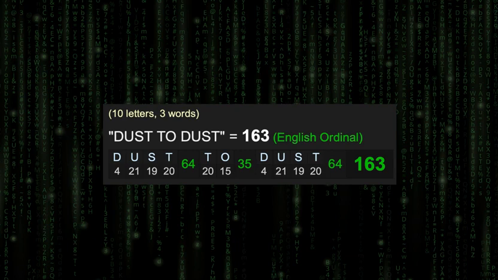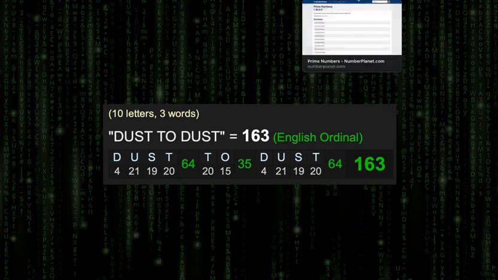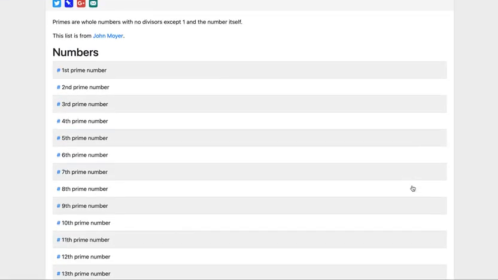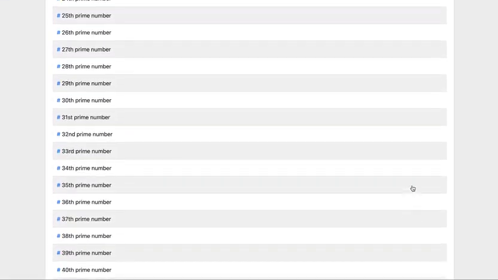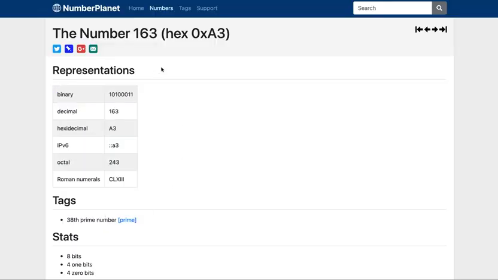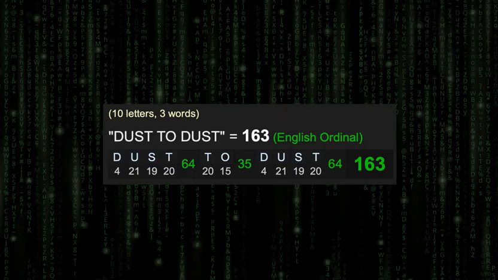Prime numbers are considered especially strong numbers because the only whole numbers that can divide them are themselves and the number 1. So we'll go to a numbers properties website and look up the 38th prime number, because 38 is the key number we're dealing with here. 163 is the 38th prime number, and here we learn how prime numbers are used in gematria.